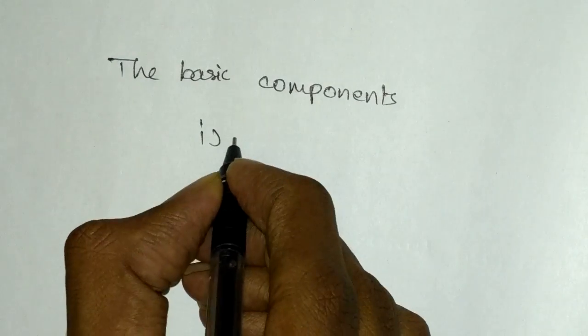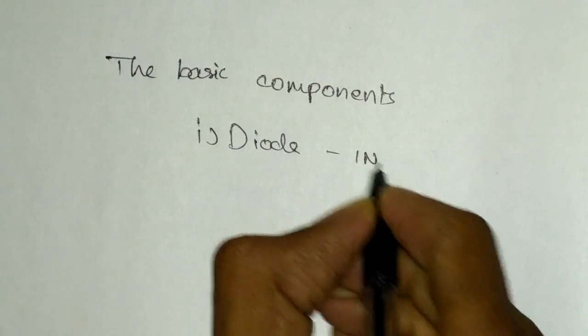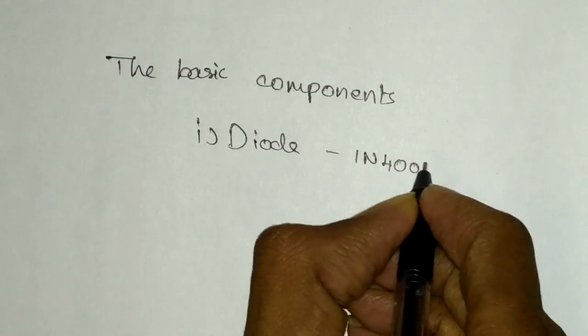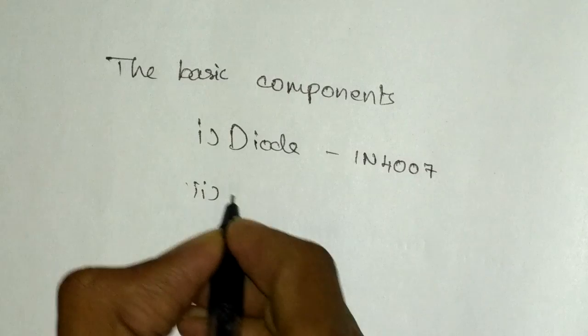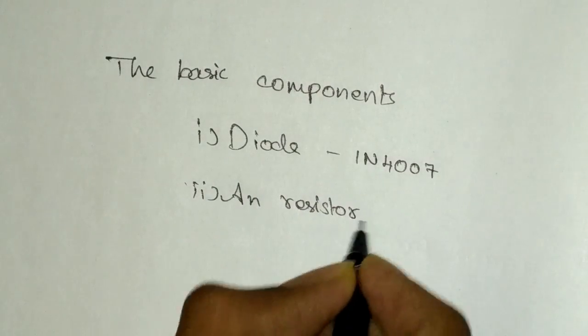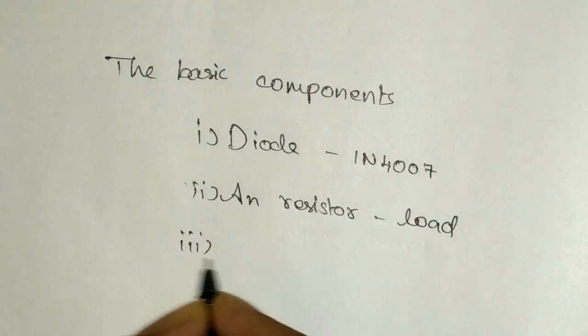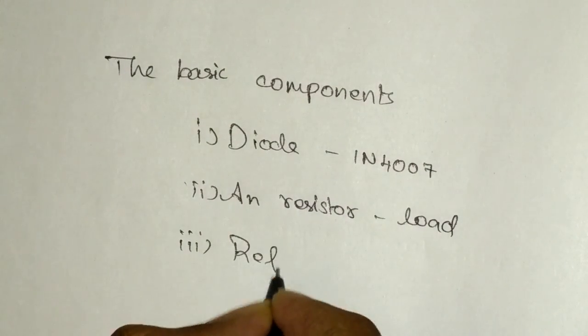Number one, a diode. It may be a junction diode, 1N4007. Second, a resistor for the load. And third, a reference voltage.